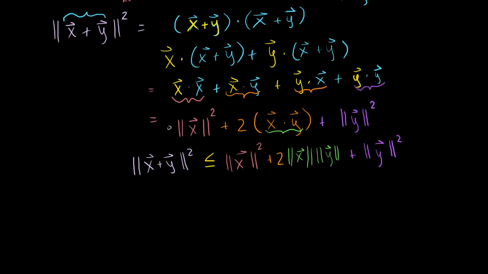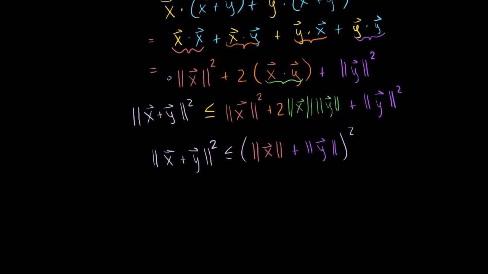This term on the right-hand side is the exact same thing as the length of x plus the length of y, everything squared, right? If you just square this out, you'll get the length of x squared plus 2 times the length of x times the length of y plus the length of y squared. So the length of our vector x plus y, squared, is less than or equal to this quantity over here.